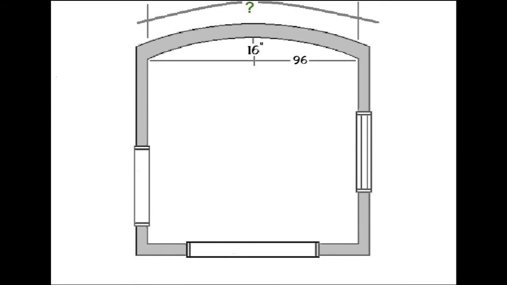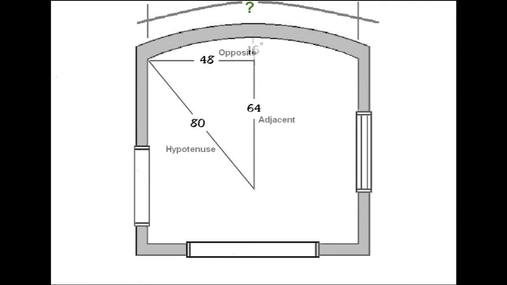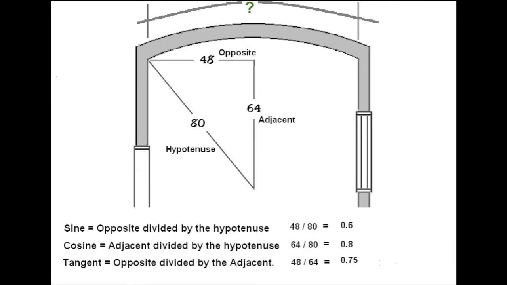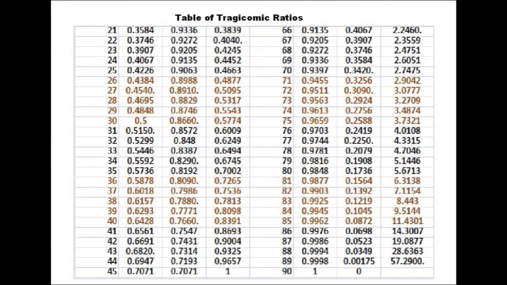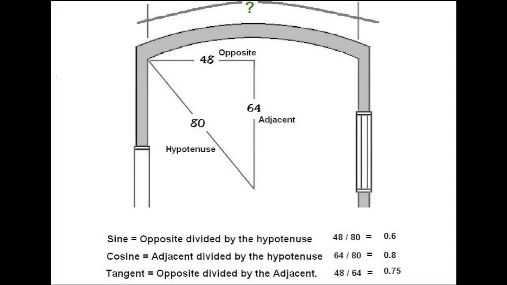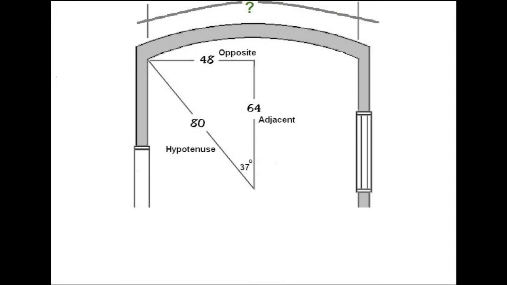The formula to solve for the central angle is the same formula we used to solve the radius of the angled wall. We divide the chord in half and subtract the rise from the radius, leaving us a triangle. By using the table of trigonometric ratios, we can determine the angle is 37. We can now conclude the central angle is 74.